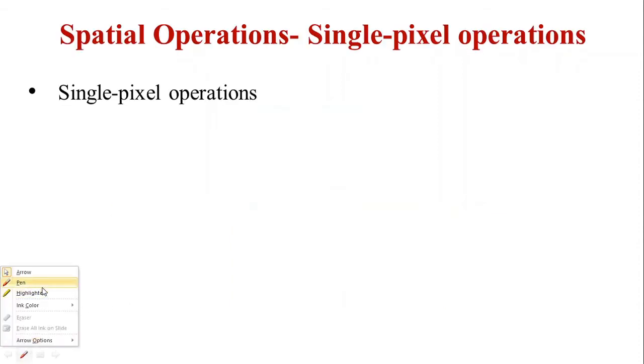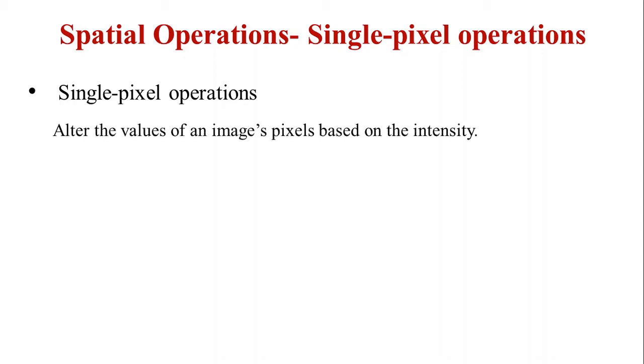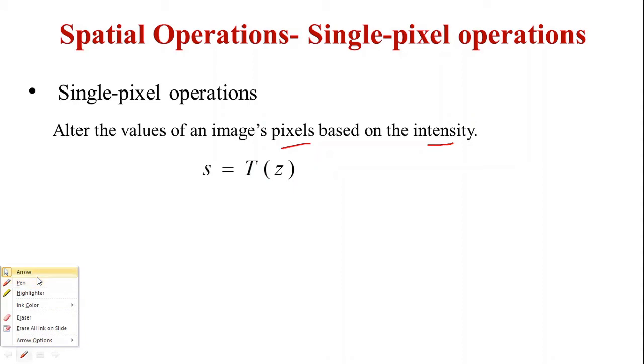When we are talking about single point operations, we say that given an input image, we are going to alter the value of the image pixel independently, based on its intensity. So how are we defining a single pixel operation? Single pixel operations change the value of an image pixel based on its intensity, and we can represent this mathematically, where z is the intensity of my input image.